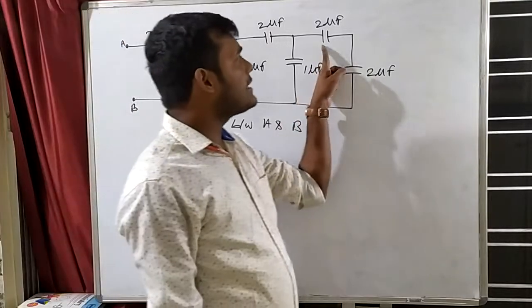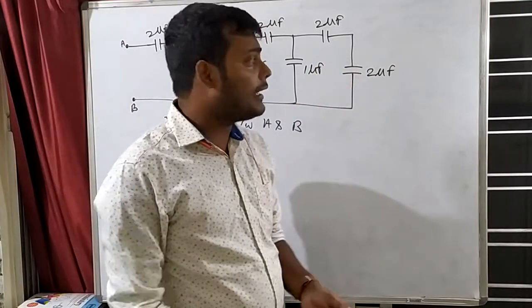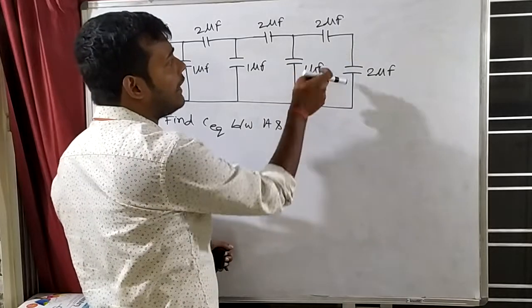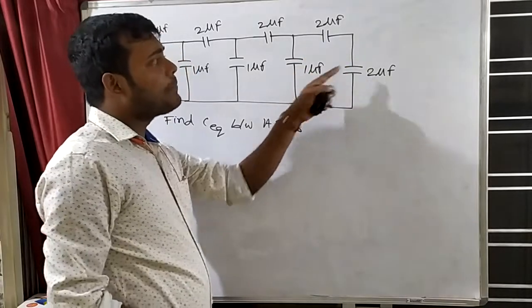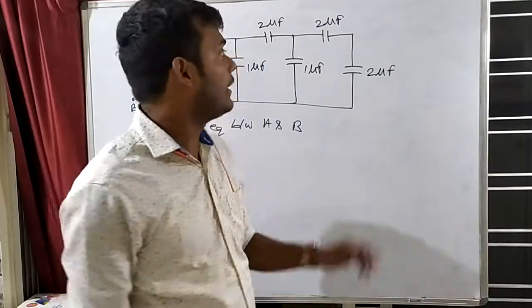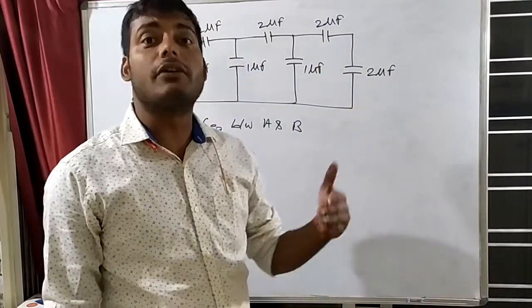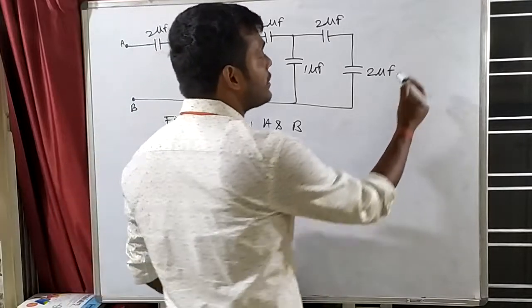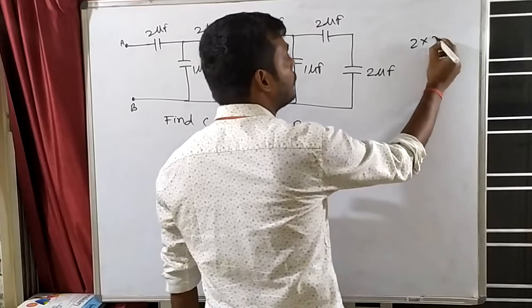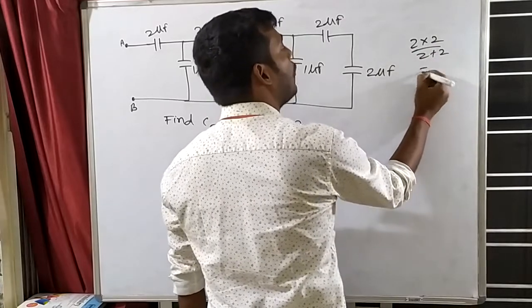Can you see that this capacitor and this capacitor are connected in a line? This and this are connected in series. Series means in a line. So what will be the equivalent capacitance? C1 C2 by C1 plus C2, that is 2 into 2 divided by 2 plus 2, that is 4 by 4.